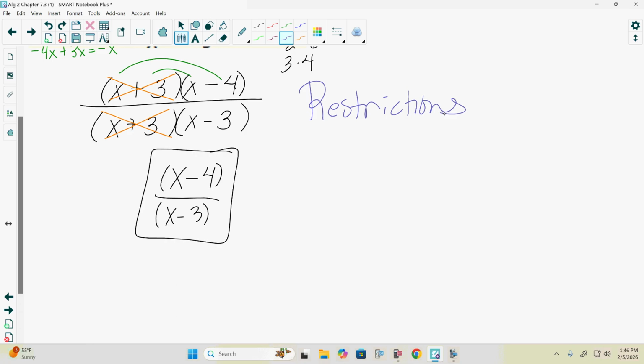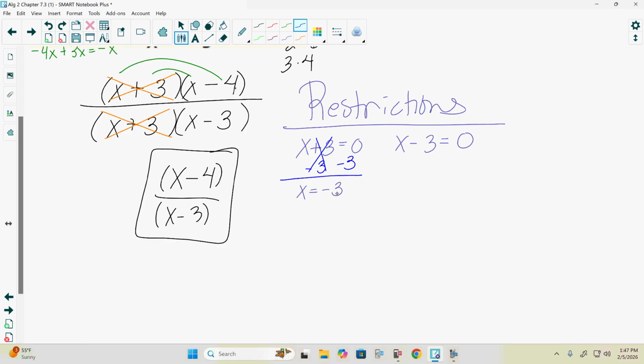Restrictions. Well, the 2 places that x can cause a division by 0 are x plus 3 and x minus 3. Those are our 2 factors on the bottom. Those are the 2 values of x that would make this expression undefined. With our x plus 3, to see what value of x will make it 0, we can subtract 3 from both sides, telling us if x is negative 3, it would cause the denominator to be 0, so we cannot have x being negative 3.